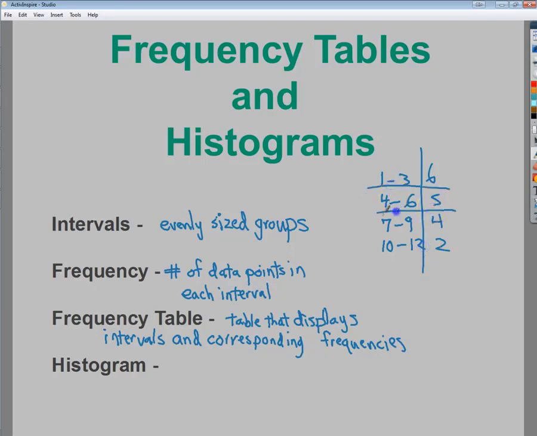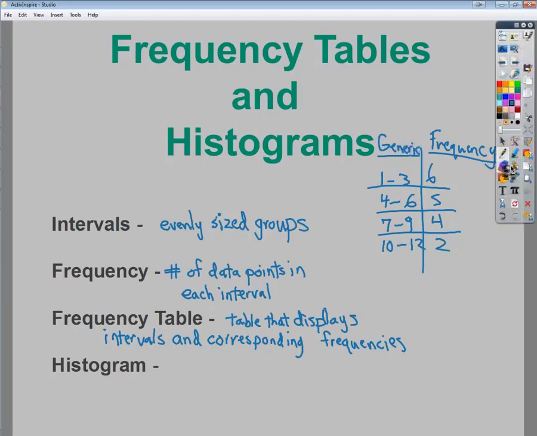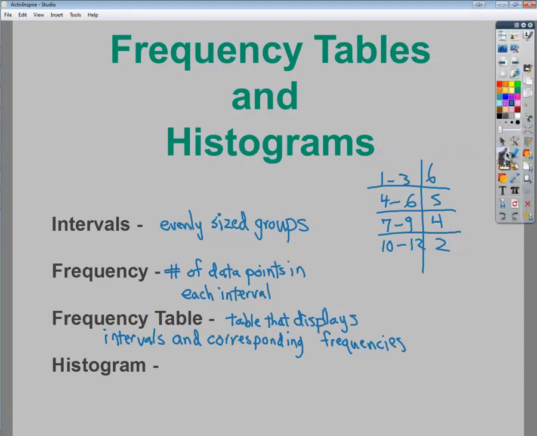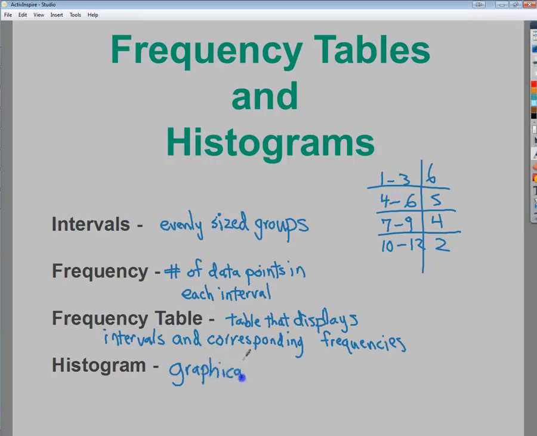Basically, this. If I put what each thing is, so frequency, and then I'm just going to do a generic title here. I don't know what 1 and 3 equal. I was just making it up in my head. So whatever it happens to be, I'll just leave it blank, actually. So the other section should tell you the frequency. So basically, this setup right here is a nice frequency table. A histogram is just a graphical representation of a frequency table.